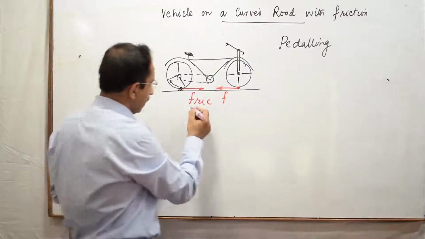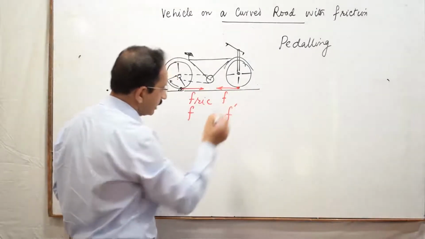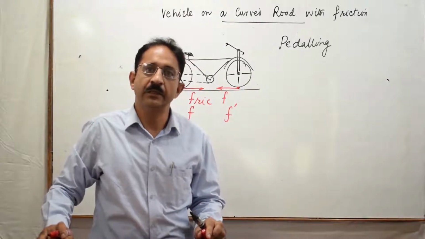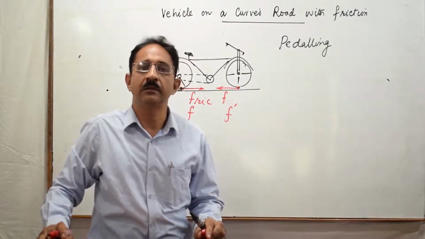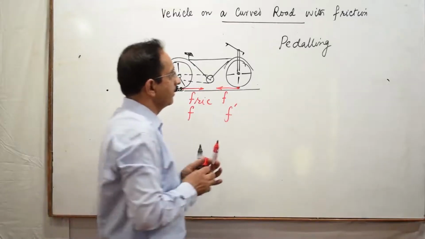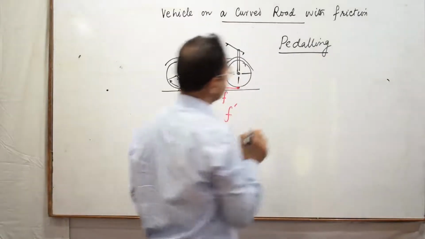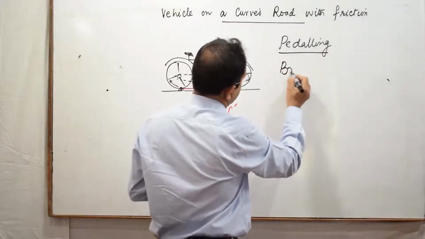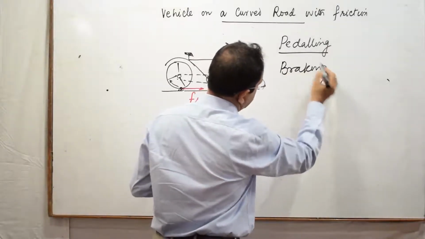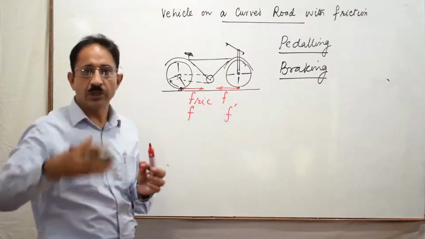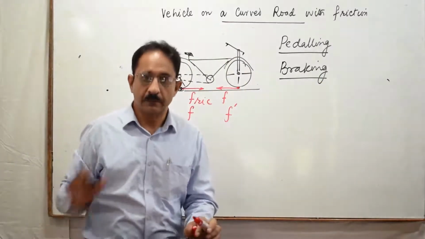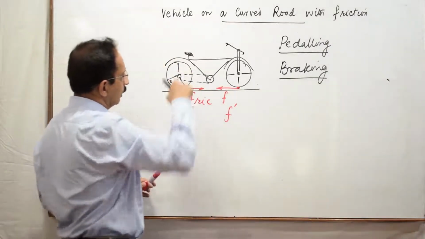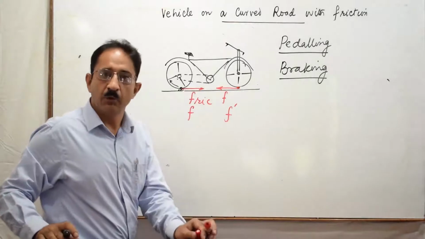So if I call this as F and I call this as F dash, these are the two forces of friction which will act in these two directions at the time of pedaling. So this is pedaling. Now what happens if the cyclist is applying a brake? The cyclist is now braking the cycle. Brake means कि जो इसकी rotation थी previous case में जब pedaling हो रही थी, तो वो rotation जो rear wheel है, अब वो rotation कम हो रही है.